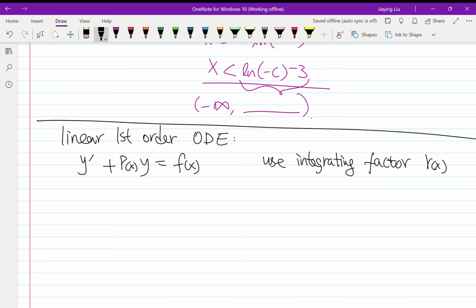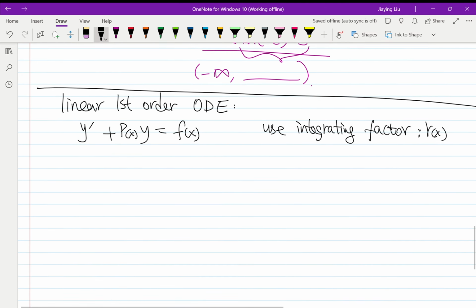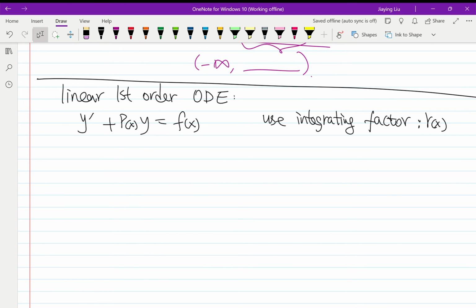So how do we use this integrating factor? What we do first is take the differential equation and multiply by R of x. So we get R of x y prime plus R of x p of x y equals R of x f of x. We just multiply the differential equation with R of x, some function, we don't know what it is.